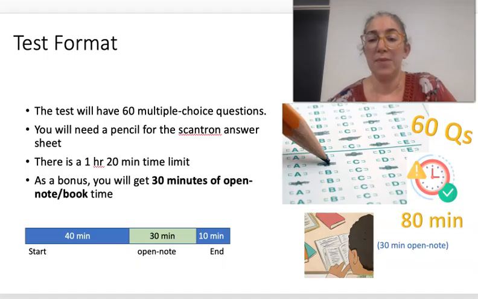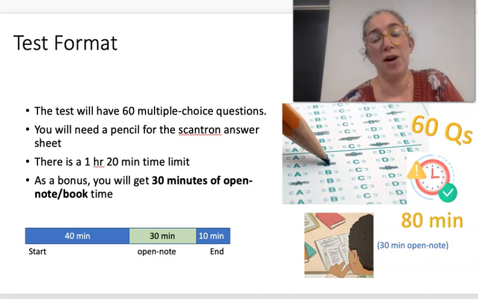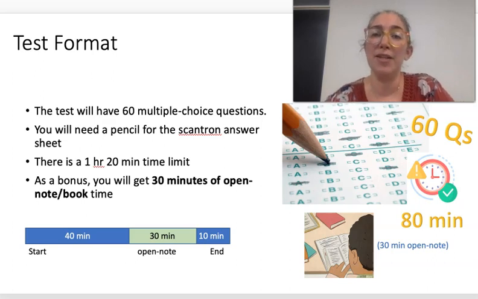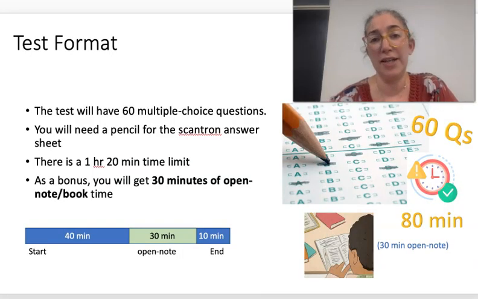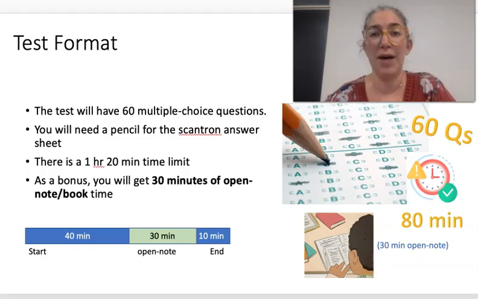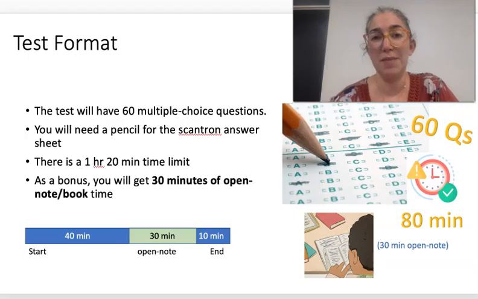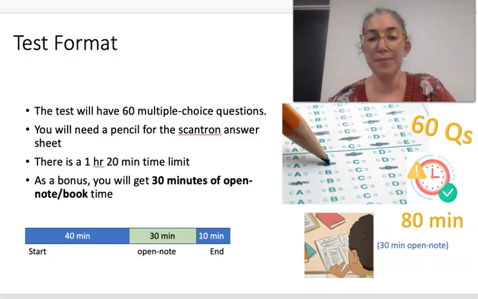And there will be a sort of bonus 30-minute window where you are allowed to use your notes and your textbook. Nothing electronic, so no screens, no tablets or phones. So if you have taken notes digitally, make sure you print them out to bring to class. Also, same thing, you can't use the ebook, but you could use the physical textbook if you have it.